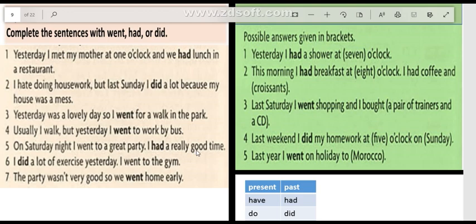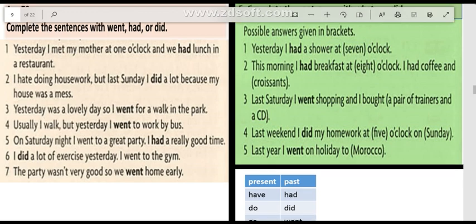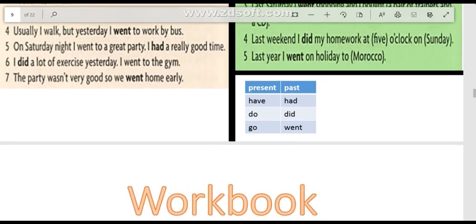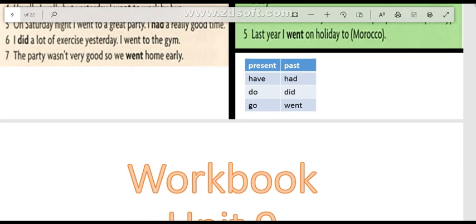I had a really good time. I did a lot of exercises yesterday. I went to the gym. The party wasn't very good, so we went home early. Now, this is the past of the verbs. The past of have is had. The past of do is did. The past of go is went. In these sentences we put the correct past forms in the correct places. Now we complete our lecture. Thank you very much.